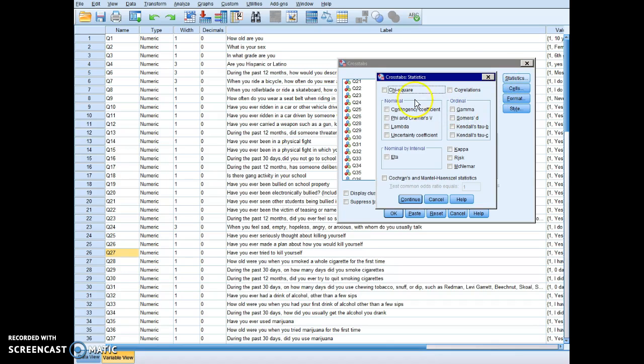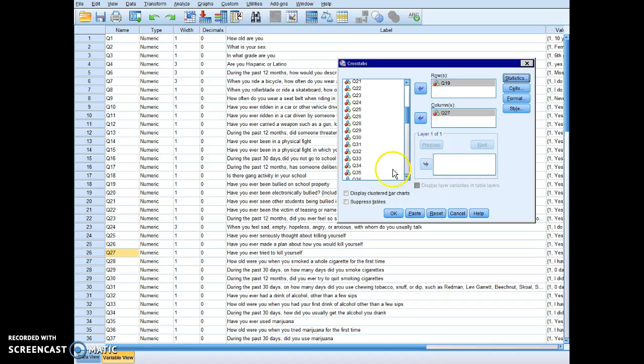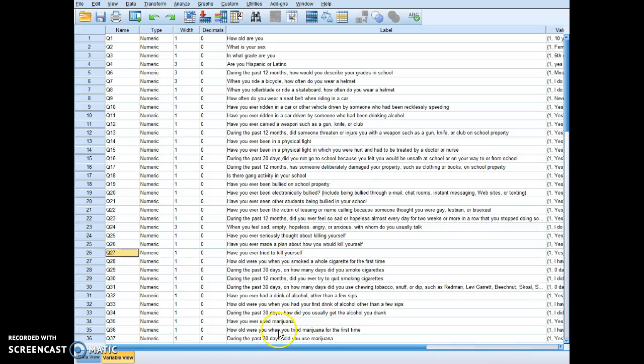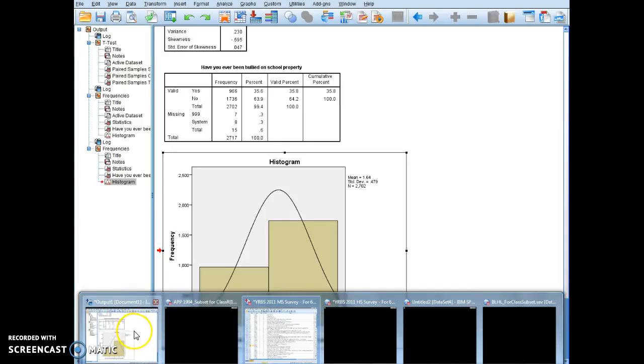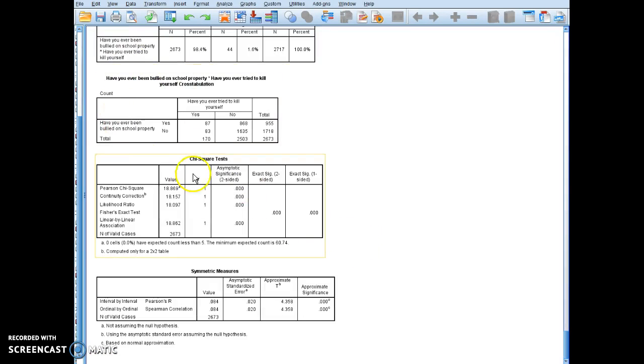Let's check its statistics. We want to pick chi-square and correlations just to see the data. But you check the chi-square most importantly, because you want to see the relationship. Then you hit OK. When you run it, this is the data we obtain.